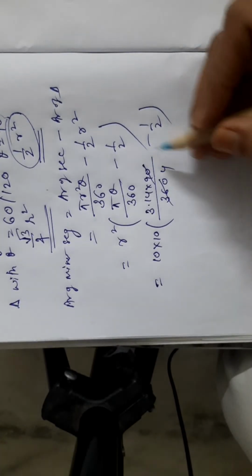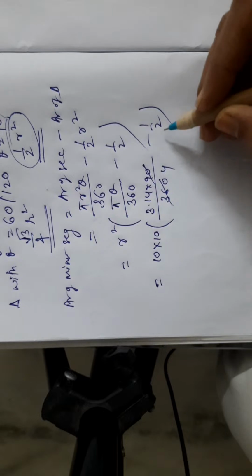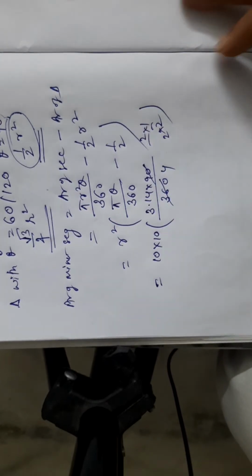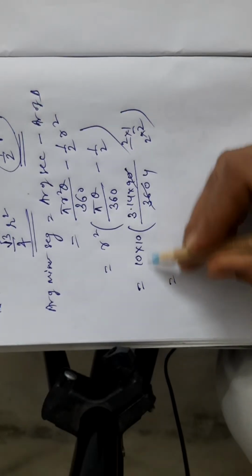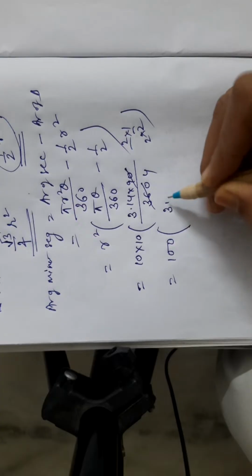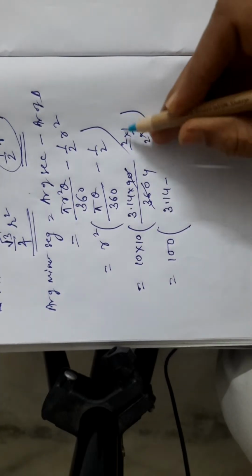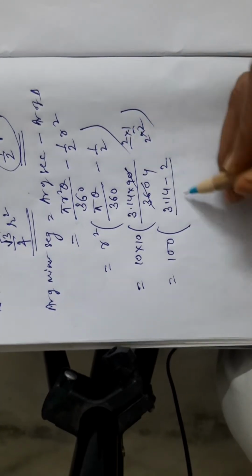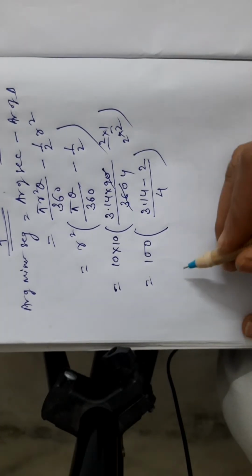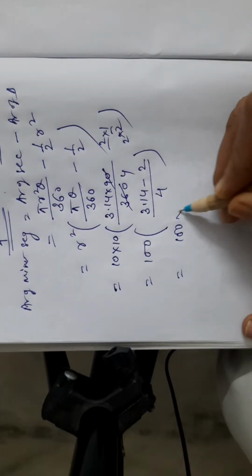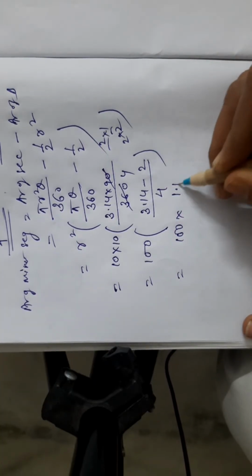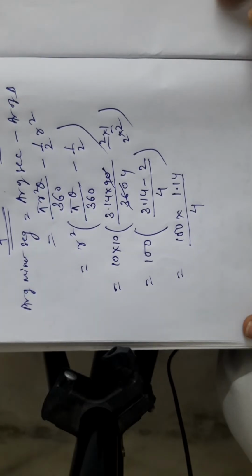94s are 360. To make the LCM equal, multiply 2 to the second fraction. Now 10 multiplied by 10 is 100. 3.14 minus 2 ones are 2 whole divided by 4, as in the denominator we are having 4. Now subtract the values. 3.14 minus 2 is 1.14 whole divided by 4.